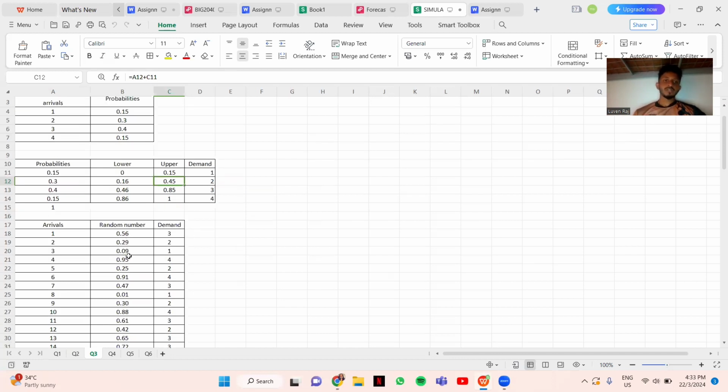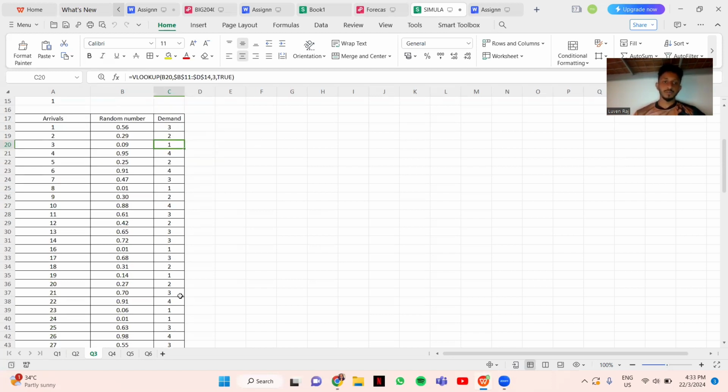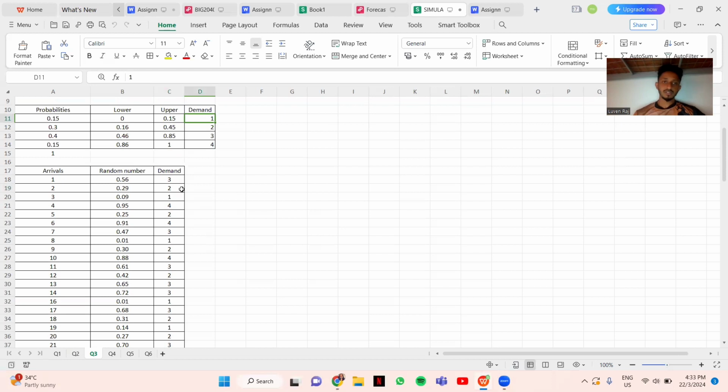So these are the random numbers. As I also mentioned before, we have to use the formula RAND bracket, and for these demands I use the VLOOKUP formula using these numbers. That's why it's only until 1, 2, 3, 4, not 1, 2, 3, 4, 5, 6. So when I put the VLOOKUP using these numbers, we get 0.5, 0.29, right? So the demand is 2.